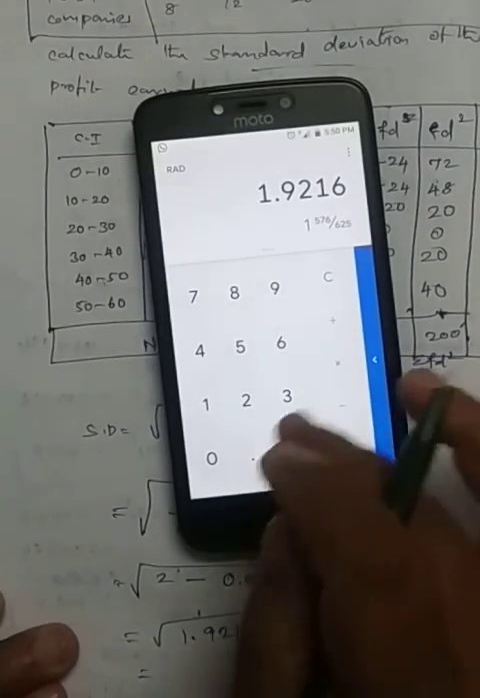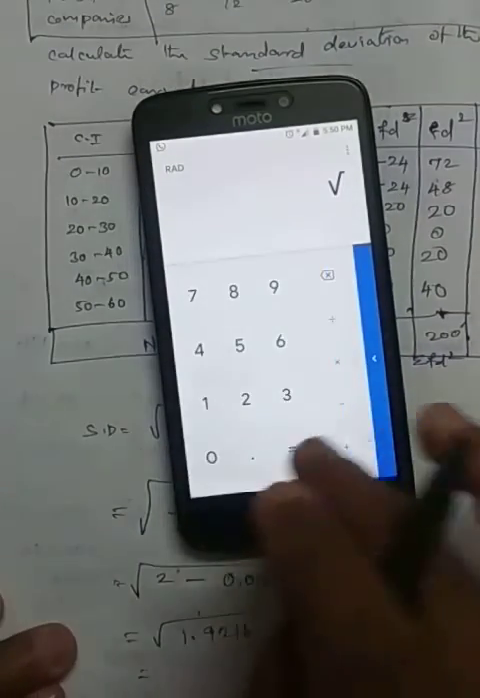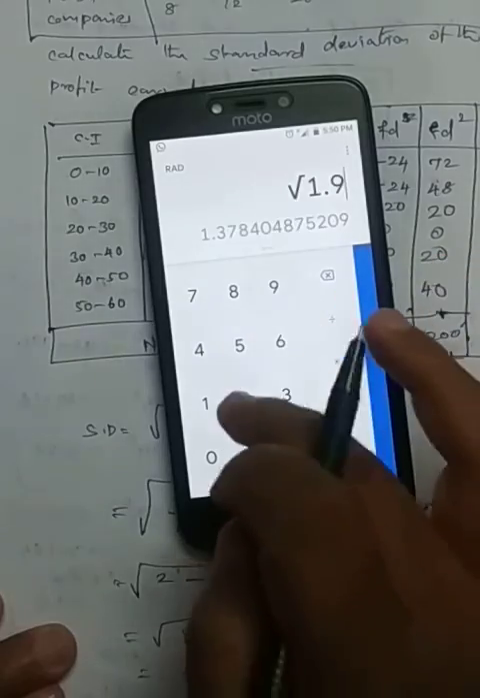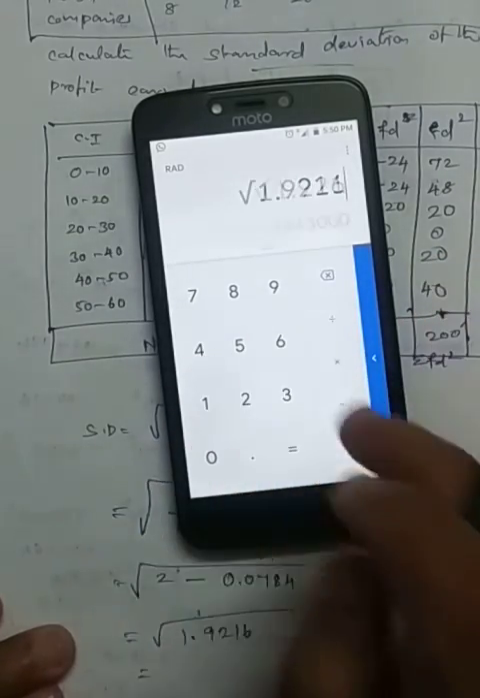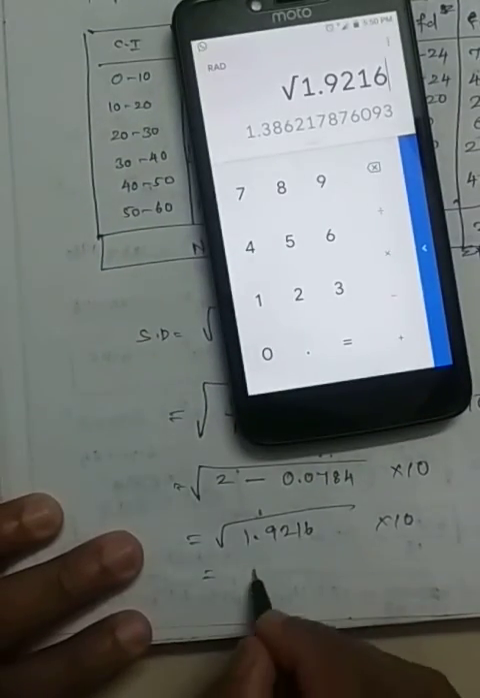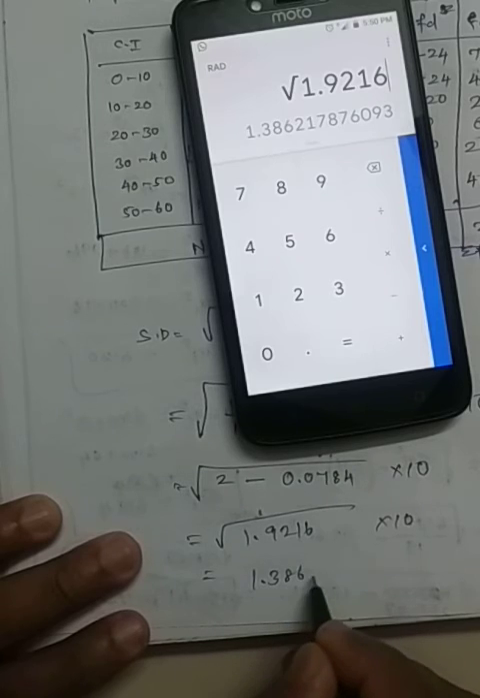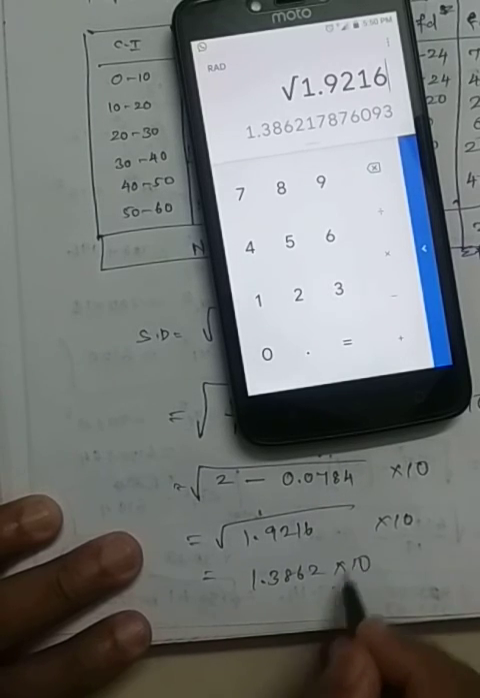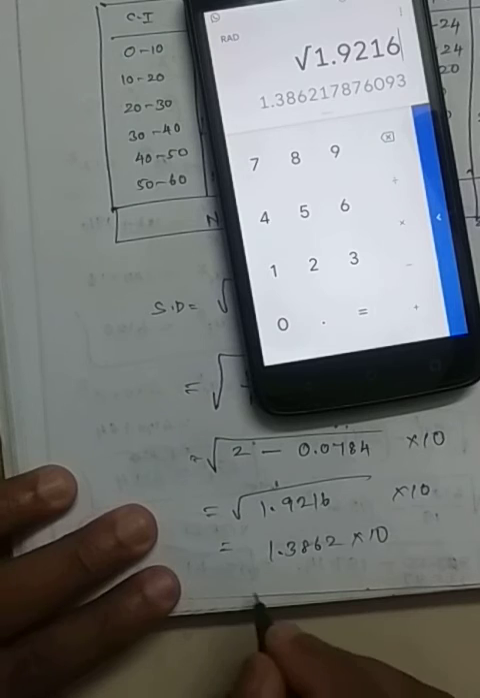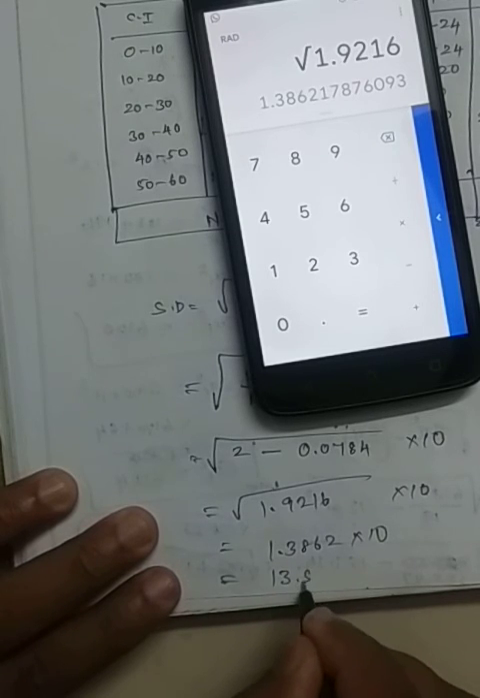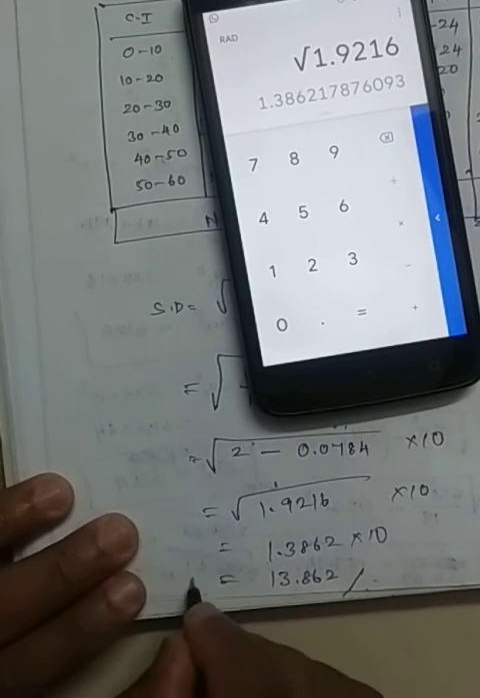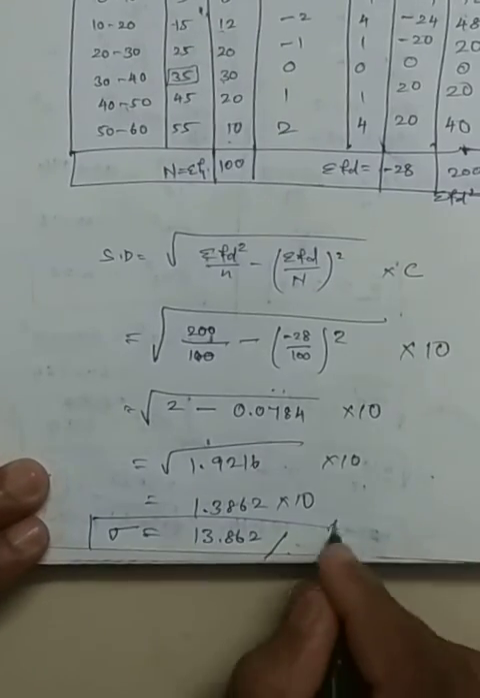So now I am going to take the square root of 1.9216. I am getting 1.3862, into 10 now. If I am multiplying by 10, what will come? 13.862 will come. That is our standard deviation sigma value. Is it clear? This is the value of standard deviation.